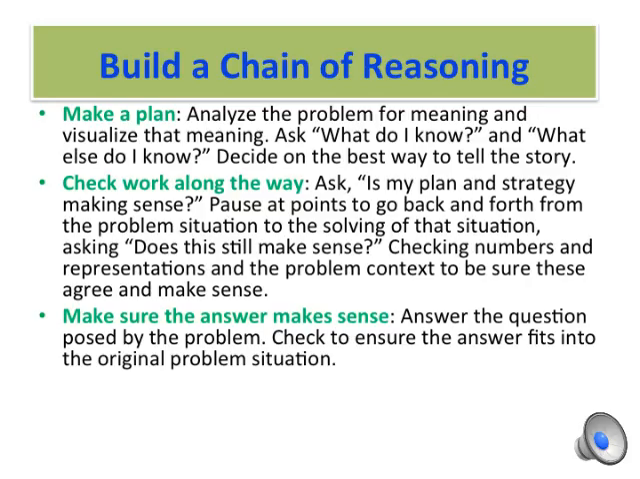So, to review, in building a chain of reasoning, we make a plan for thinking quantitatively. We analyze the problem situation and context, read the problem for meaning, and visualize that meaning. We ask of the problem, what do we know? What is this problem telling us? Noticing numbers and words in the problem. We ask ourselves, what else do I know? What do I know about this situation that the problem does not tell me, but that I need to know to solve the problem?